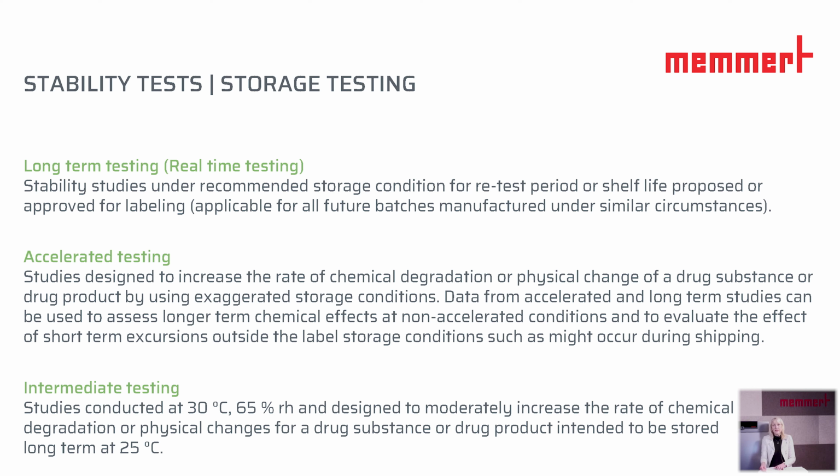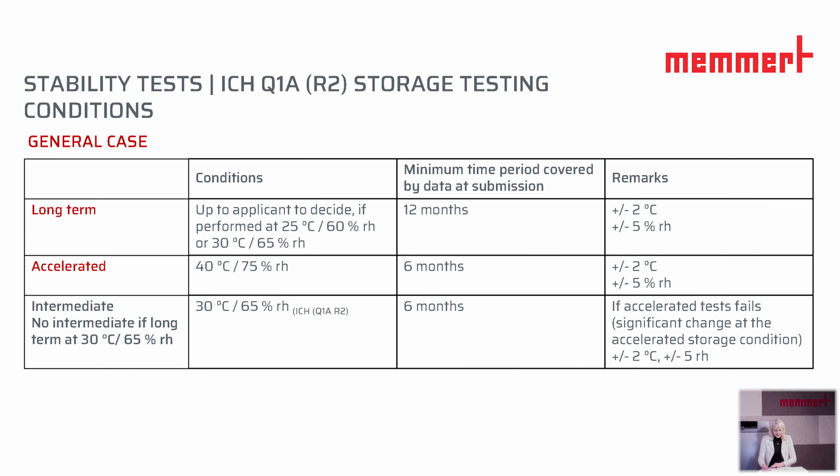That is a must. And then there also comes intermediate testing into effect in case accelerated testing cannot successfully be done. Then the starting is here at 30 and 65%. That is provided on the fact that long-term testing is done at 25 degrees and 60% RH. Let's go further to the storage testing. Here we can see the general case, which applies if the drug substance is not covered by subsequent sections. Here it is stated that long-term testing has to be done at 25 degrees 60% or 30 degrees 65%.